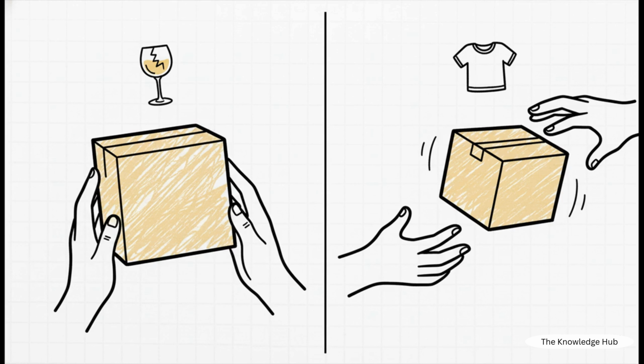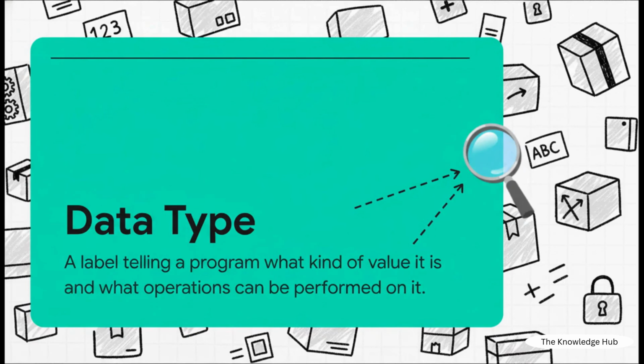Well, programming works the exact same way. A program has to know what kind of information it's dealing with before it can even think about doing anything. And that brings us right to our big definition. A data type is just the label on that box. That's it. It's what tells Python, hey, inside here is a number, or watch out, this is a piece of text. And that one little label dictates everything, what you can do with that information, and, just as important, what you can't.